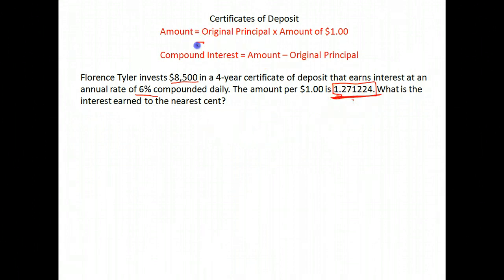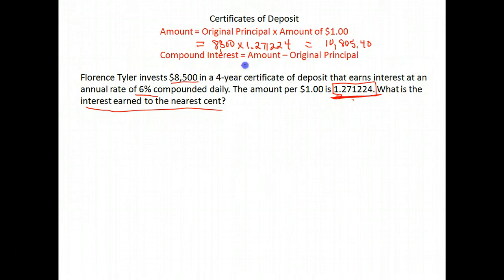Okay, so to find our amount, we're going to take the original principal of $8,500 and multiply it by the amount per $1, 1.271224. When we do, we get $10,805.40. Now that's the amount that he'll have when he finishes. They wanted to know what is his interest that he earns.